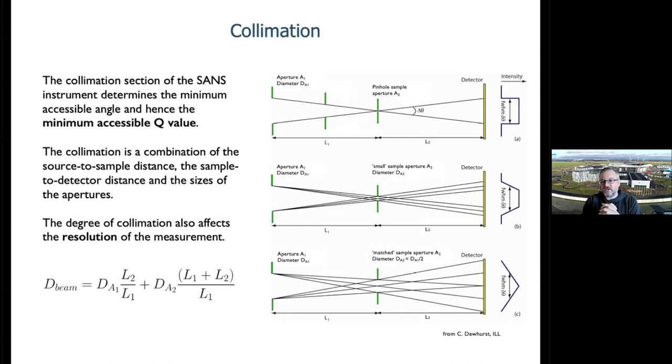So we have a set of pinhole apertures. These are either actual holes in disks of absorbing material, or adjustable slits made of absorbing material that we can make apertures from.